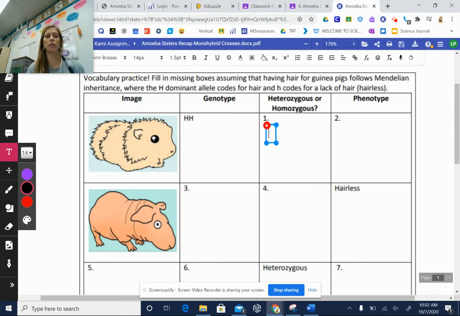We have HH. It's two big H's. So remember, hetero means more than one. Homo, that beginning homo, means just one. So since there's only one type of gene, I know this is homozygous.